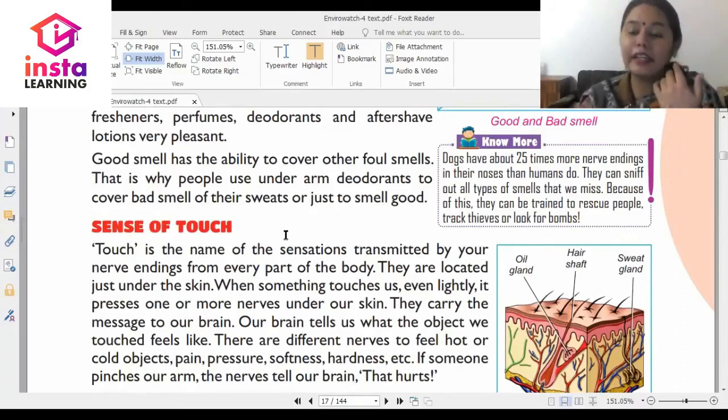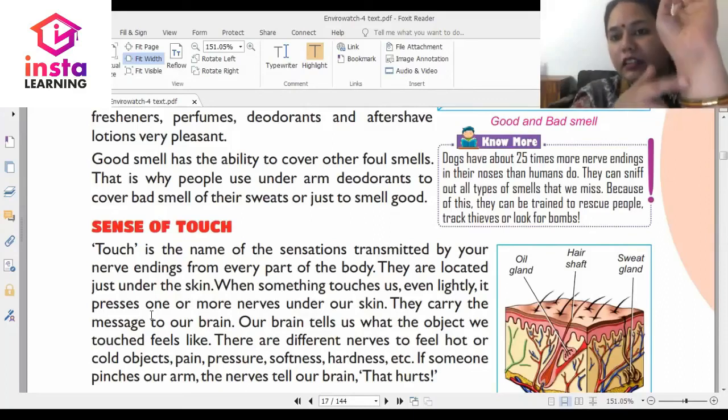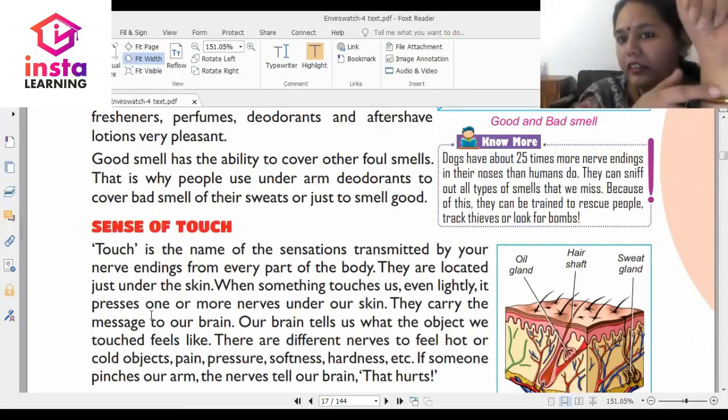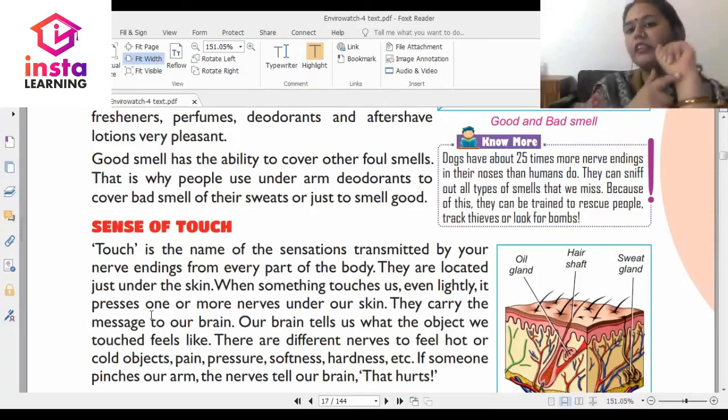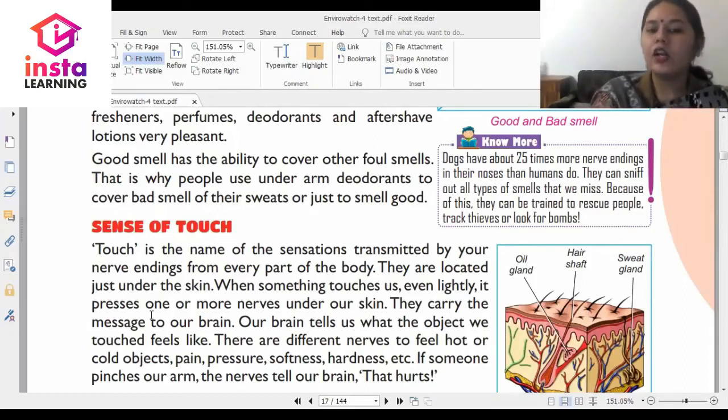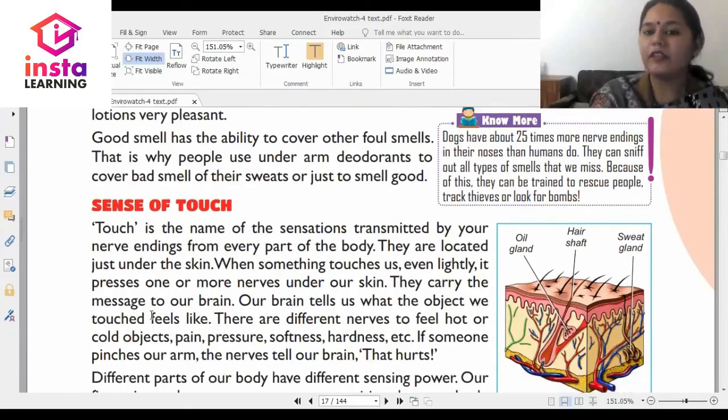Like the example I gave you, the moment you touch something hot, you immediately remove your hand. Touch is the name of the sensation transmitted by our nerves and nerve endings from every part of the body. They are located just under the skin. So the nerves, you will see red or green colored nerves, are located under your skin. When something touches us, even lightly, it presses one or more nerves under our skin.